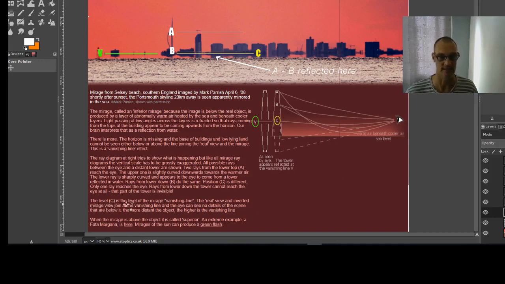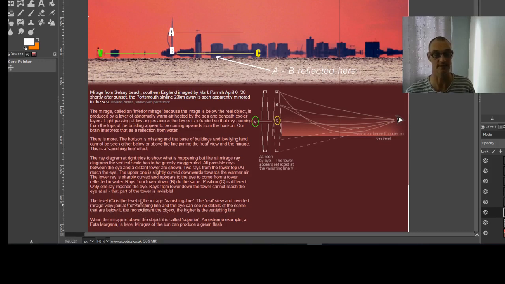Right, so the level C is the level of the mirage, or vanishing line. So we've got this V here to represent where the vanishing line is. So here we can see V up here. That's basically where that vanishing line starts. Vanishing line because you can't see what's actually there. So here between V and the vanishing line and the apparent horizon, we have this reflection, or apparent reflection, that's blocking off everything that should normally be seen.